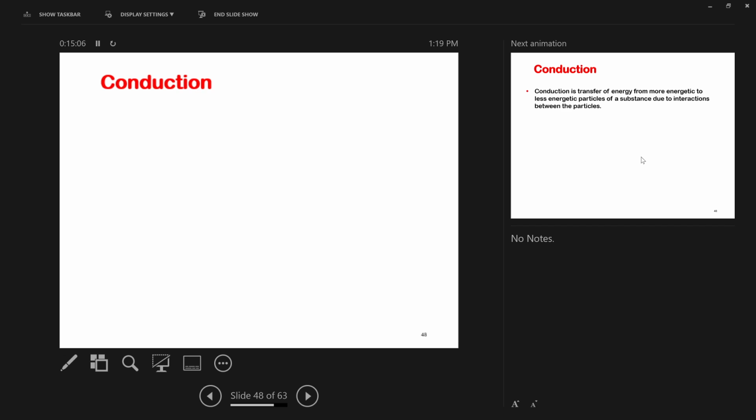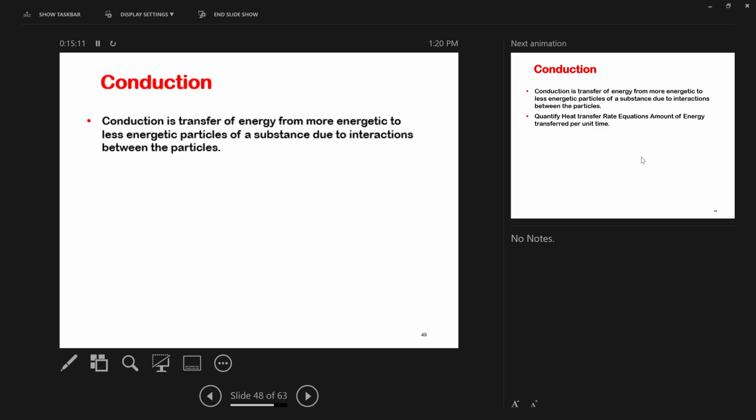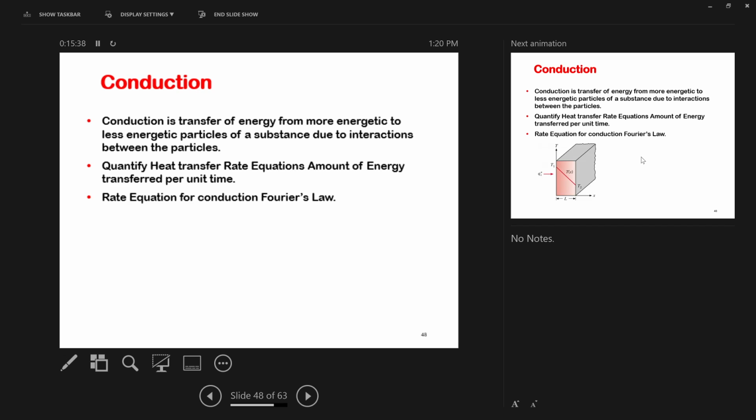But let's dive a little deeper into conduction and see what we are dealing with. Let's try to theorize it and find the theory behind it. We define conduction as the transfer of energy from a more energetic to a less energetic particle of a substance due to interactions between the particles. We quantify the heat transfer rate as the amount of energy transferred per unit time, and we find this heat transfer rate using Fourier's law.